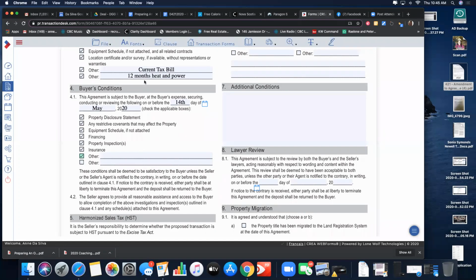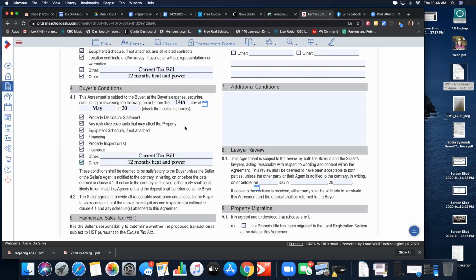You can put that they're there. 12 months heat and power, same thing. It's all designed on personal use. You would have lots of reasons, but if you want to be able to get out on those 2 clauses, then you would move them forward and copy so that you have all of the same provisions.